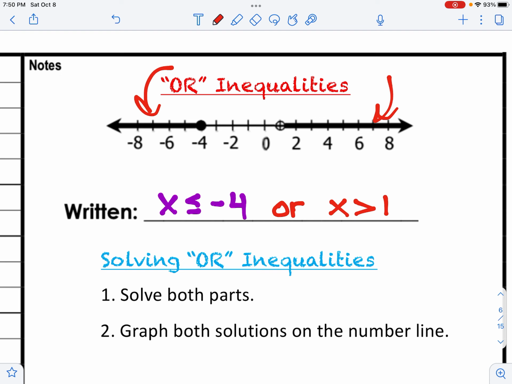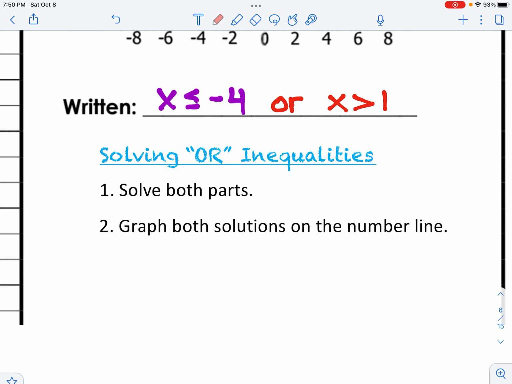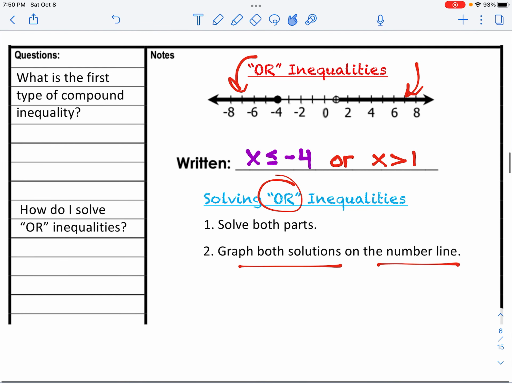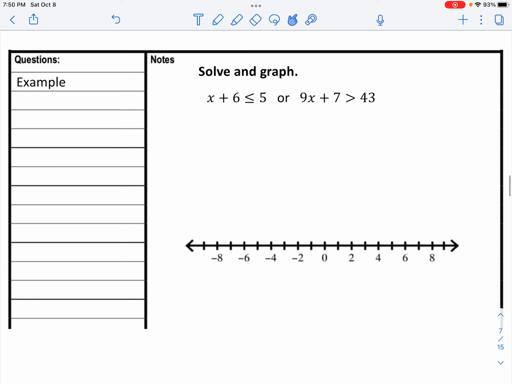So this is called an or inequality. When you are given two inequalities with the word or in between, you just solve both parts, and then since it can be one or the other, you're going to graph both solutions and put them both on the number line. So that's kind of a key component. So let's take a look. What does this look like? So here's two inequalities, and you'll see they are joined by the word or.